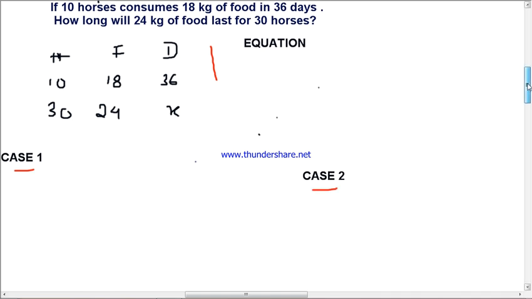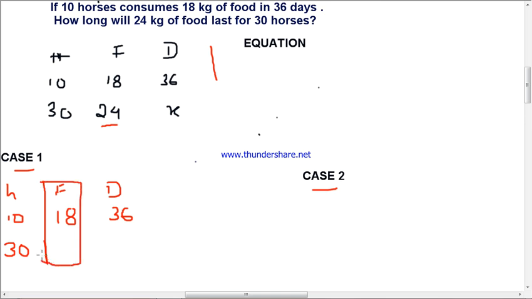Now there's a method for 3 variables, so again I'll write horses, food, and number of days. Now the first thing over here, you copy as it is: 10 horses, 18 kg of food, last for 36 days. Now they're asking how long will the food last if they have 30 horses, and the food over here is 24. I would like to keep my food as constant, or assume the food will be 18 kg only.